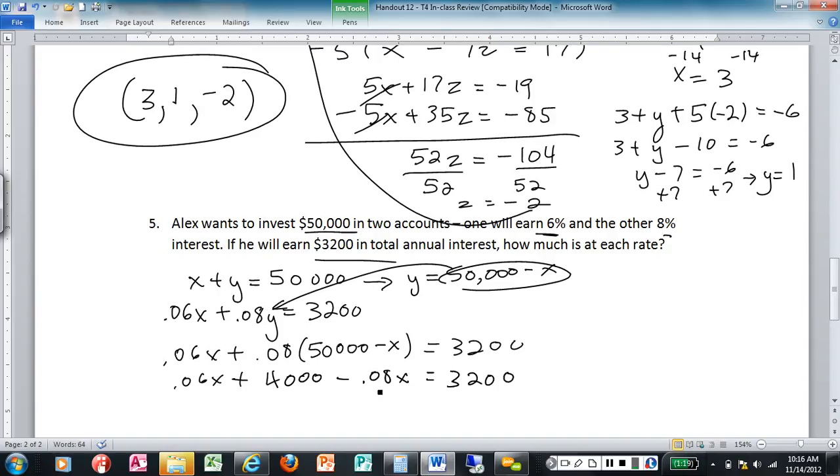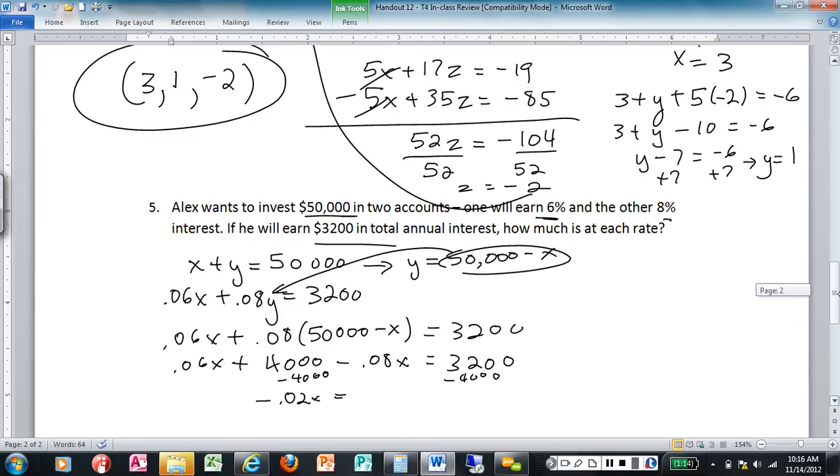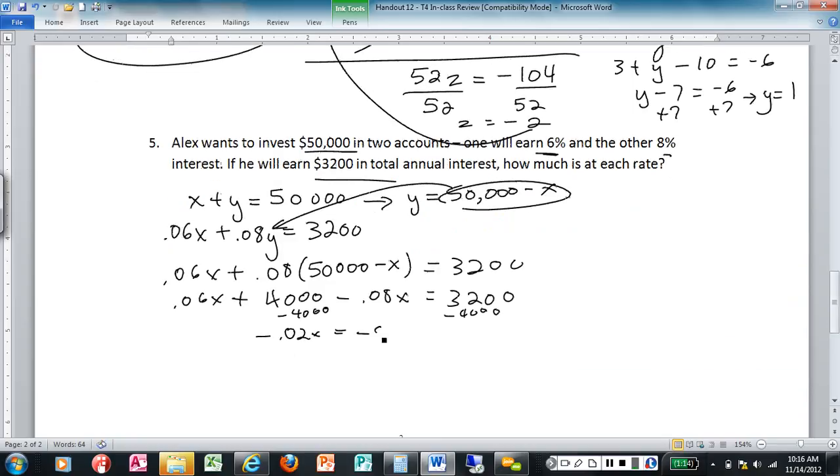The x's, we've got negative 0.02x. I'm going to subtract the 4,000, though, from both sides. Negative 800. Negative 0.02x equals negative 800. Divide off the negative 0.02. And that is, x is 4,000, I do believe. Does that sound right?